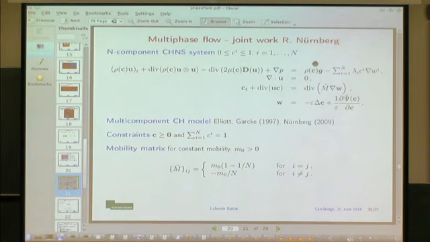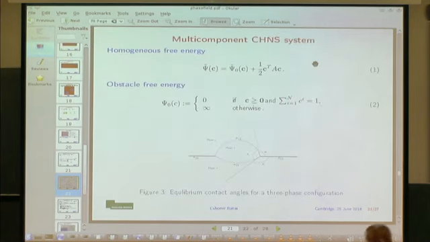Now instead of the mobility constant, we have a mobility matrix. Then the potential, or homogeneous free energy, is taken again of an obstacle type with a matrix that models the contact angles, and we take again an obstacle energy. The numerical treatment is really analogous to what I showed you for the 2 phases. Again, we have to deal with the variational inequality for the Cahn-Hilliard part.